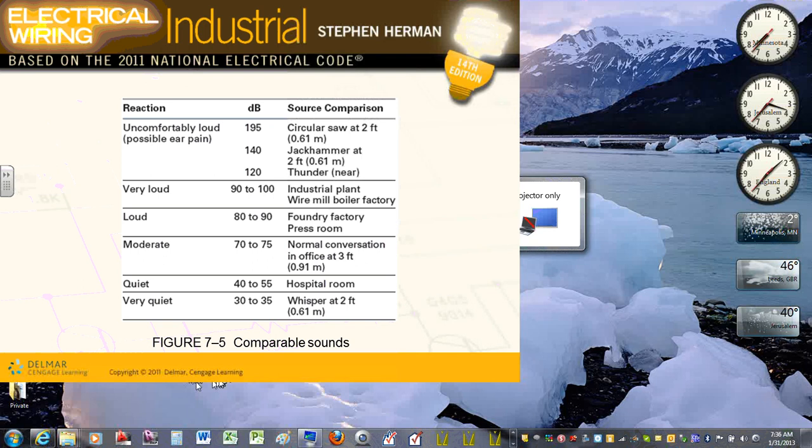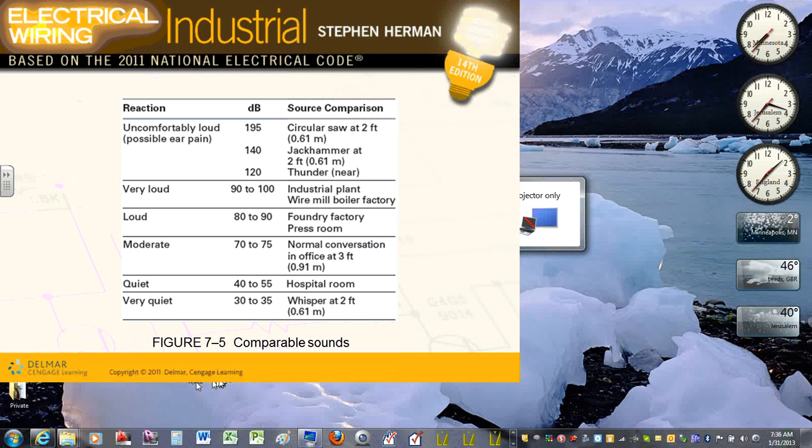Uncomfortably loud, 95, circular saw. Have you guys done this? Everybody has used a circular saw. If you want to talk to somebody, look at the 95. Can you communicate with people? You have to have ear protection anyway. Higher than, I think, 90 or 80, by OSHA and so forth, you have to have ear protection. I can't remember if it's 80 or 90, right around this limit. You have to have ear protection anyway.